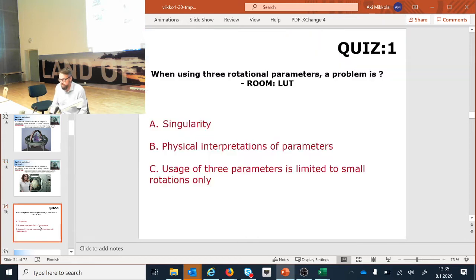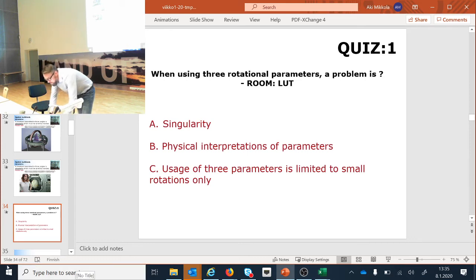So prior to that, when using three rotational parameters, a problem is singularity and the physical interpretation of parameters. Usage of three parameters is limited to small rotations.